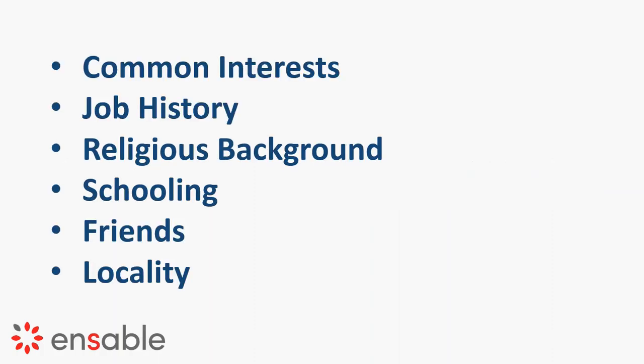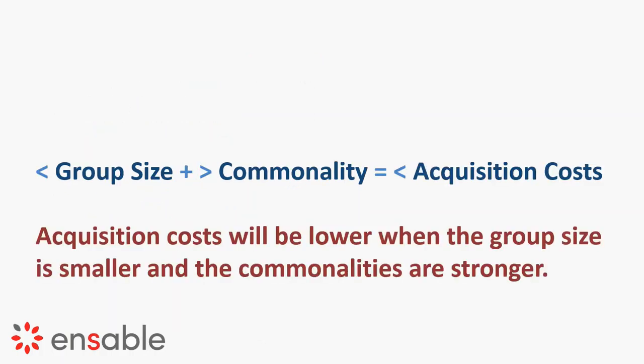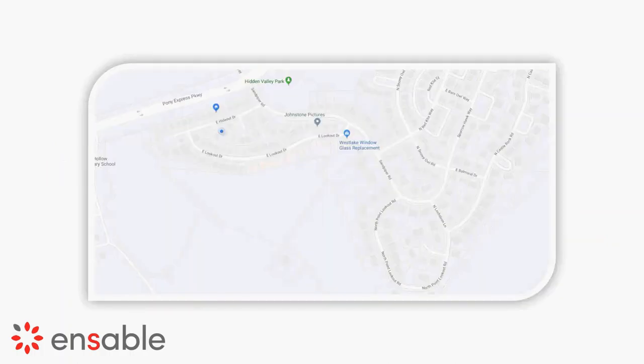So there's a few examples of how we can increase commonality. We can look at common interests, common job histories, religious backgrounds, schooling, common friends, locality. A lot of this is something that I think all of us would agree is intuitive for any sales individual. Today we're going to be focusing on locality, which is why the strategy itself is called Atlas selling. So let me explain a little bit about how this works.